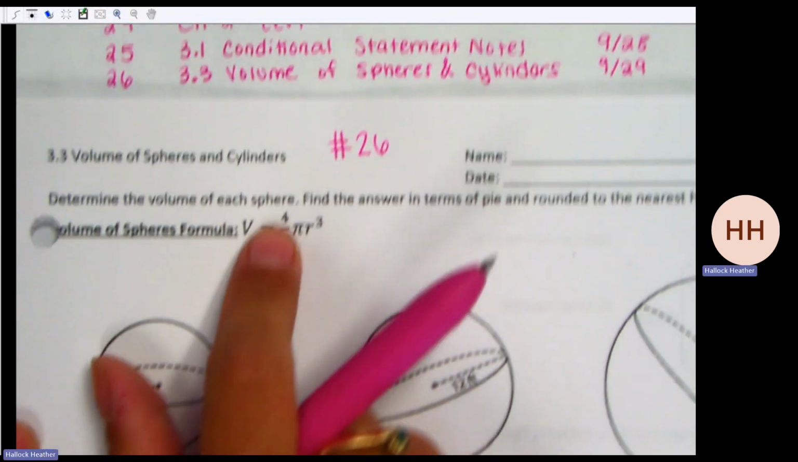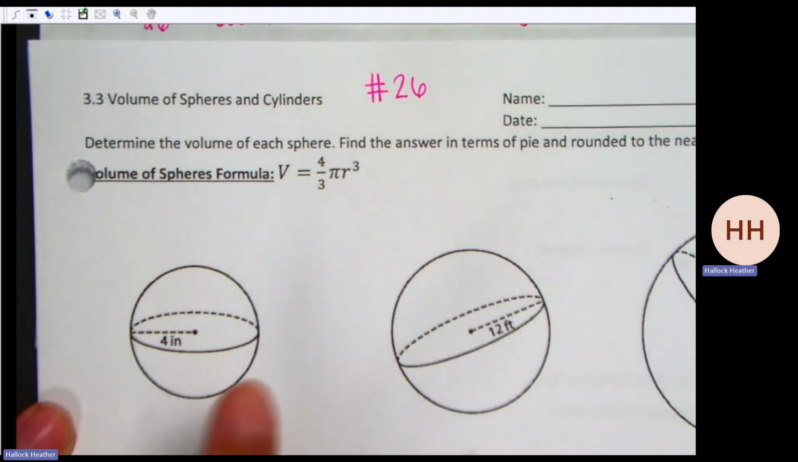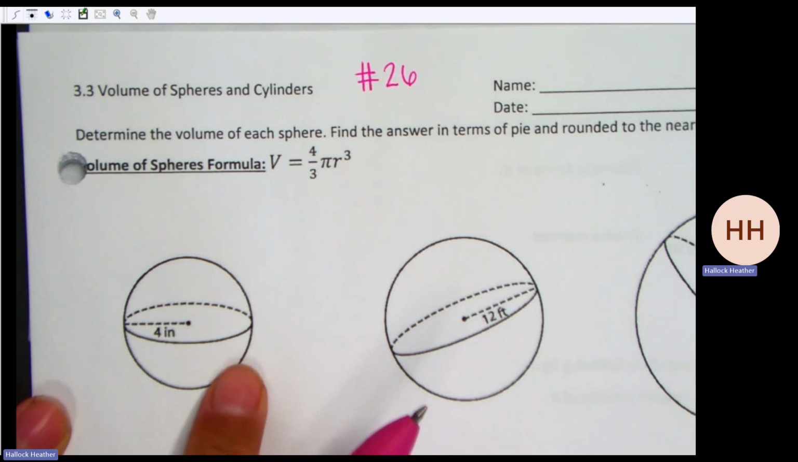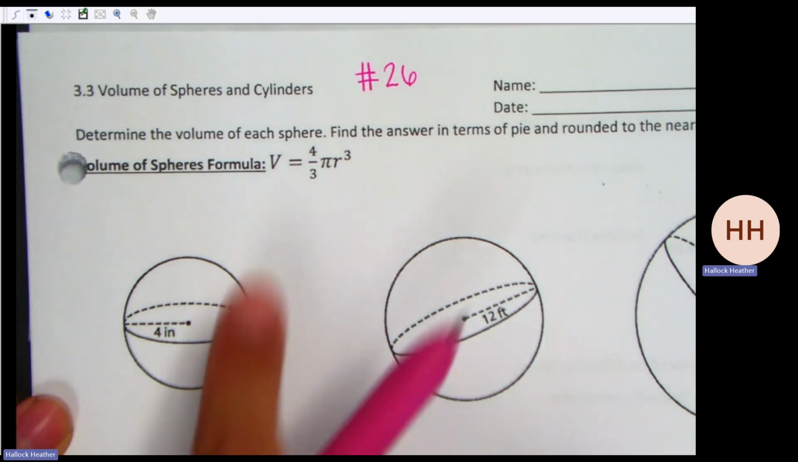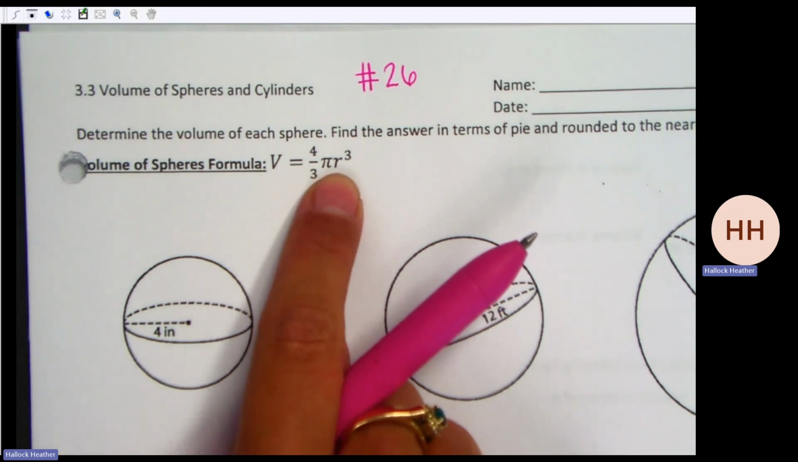So for this, this is a volume of a sphere. A sphere is a ball or a circle. It's three-dimensional, so you're figuring out how much you could fit in here. So volume equals 4/3 pi r cubed.